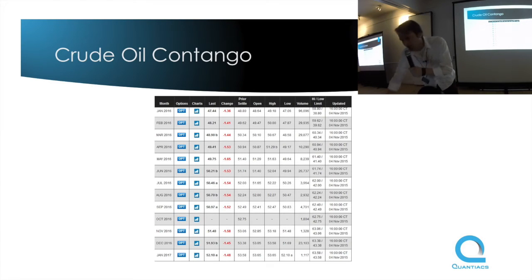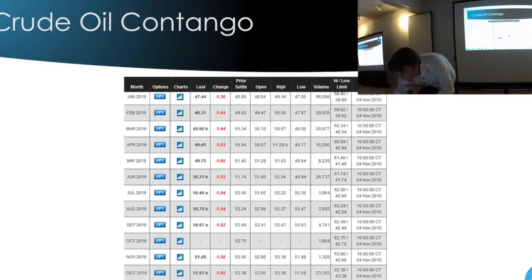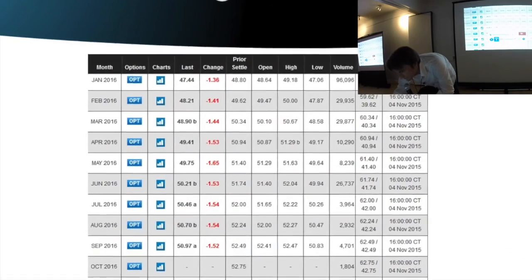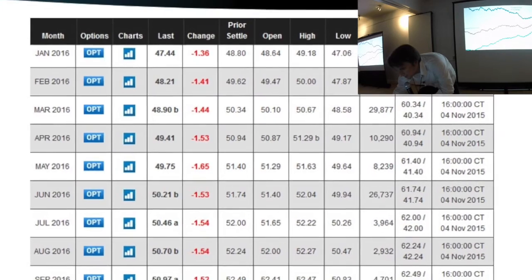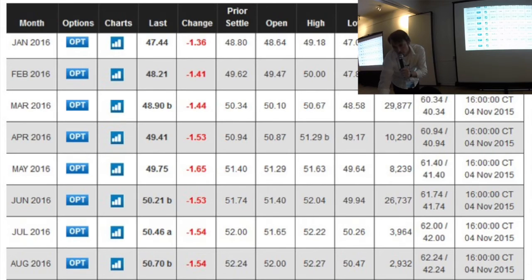Okay, this is taken from the CME a couple of weeks ago. I will try to increase it here. Okay, this is just an illustration of how contango and backwardation work in real numbers. This is the crude oil contract taken a couple of weeks ago from the CME.